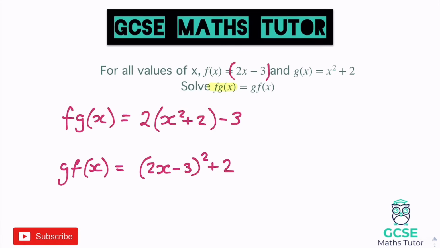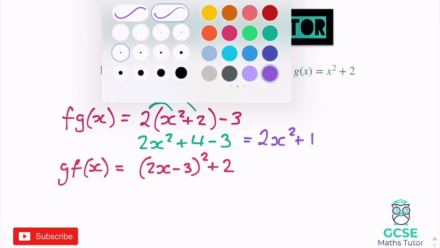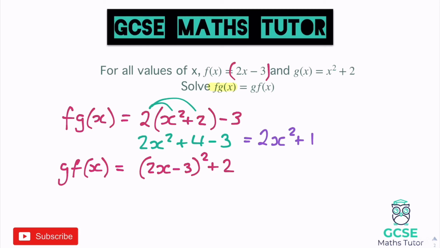So for the first one there, we've got 2 lots of x squared, so that's 2x squared. 2 lots of the 2, so that's 4. And then we're going to take away 3. And 4 take away 3 is 1, so we can tidy all that up, and we get 2x squared plus 1. There we are, and there's our first simplified expression there. Let's have a look at our next one.